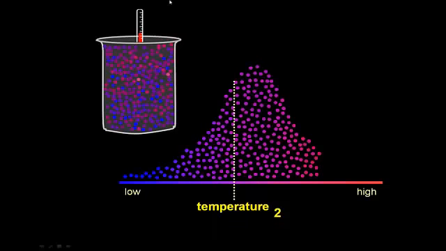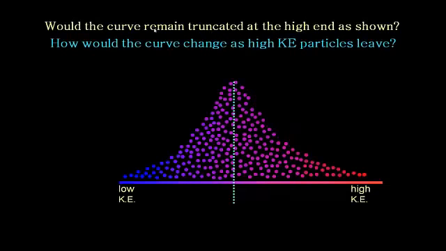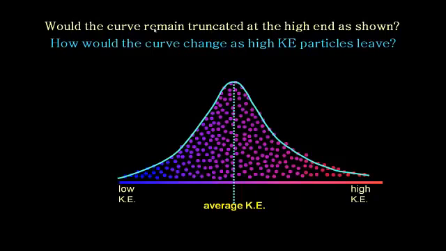Okay, and of course, the thermometer does not lie. We have a lower temperature. But we have a question to answer. Would the curve actually remain truncated at the high end that is seen here, keeping in mind that when particles crash into each other or collide, they're going to transfer their kinetic energy. So the kinetic energy would actually redistribute and look more like this. Not like this, but more like this. And so there's our new average kinetic energy, and that's our new temperature. And this would be our new curve once particles have evaporated.